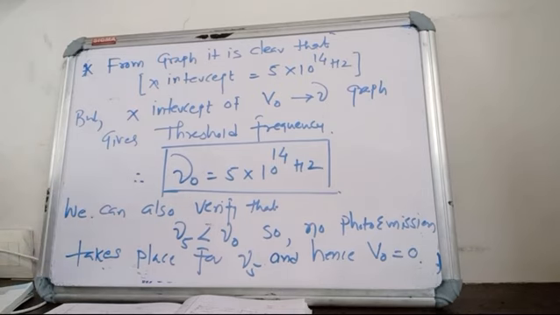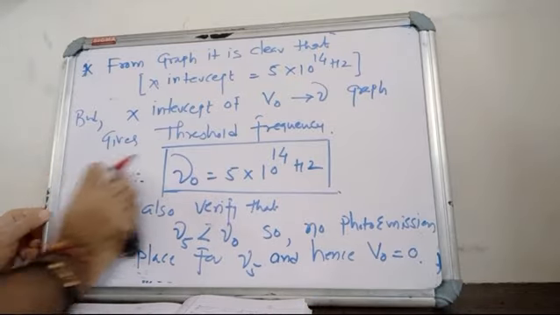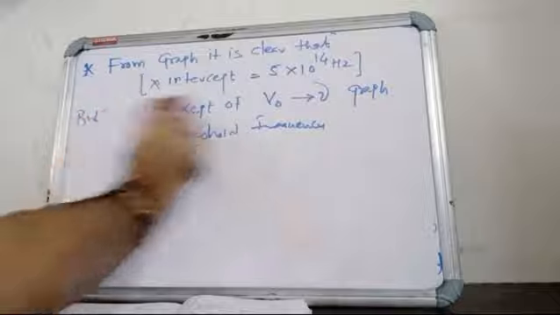So our threshold frequency is 5 into 10 raised to 14 hertz. Very good. Now we have been told to determine the value of Planck's constant, the threshold frequency and work function.